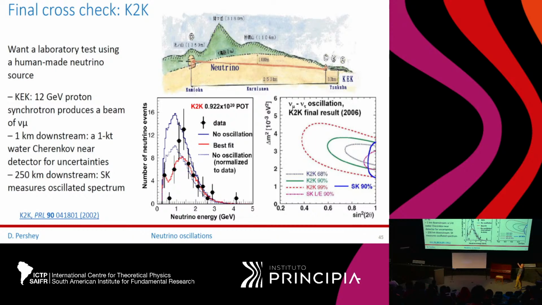This is the level of contour that K2K was able to accomplish compared to data from Super-K. So the measurement is worse, but this is confirming with a very well-controlled neutrino flux that the cause of this signature in Super-K atmospheric data is actually oscillation. It is actually neutrino oscillations.